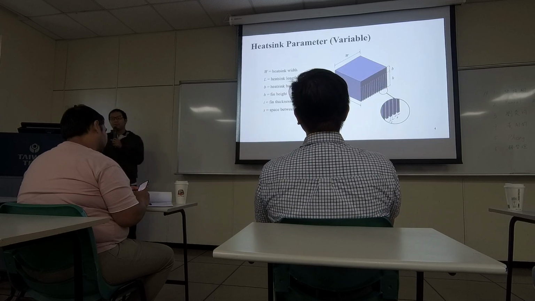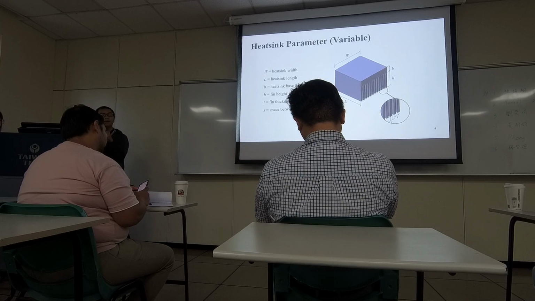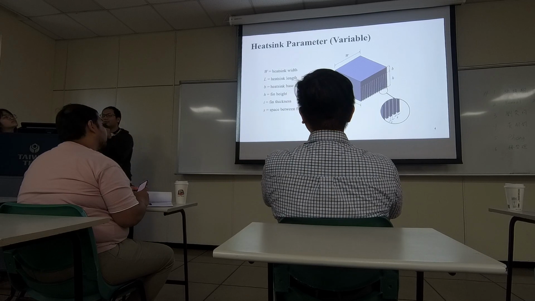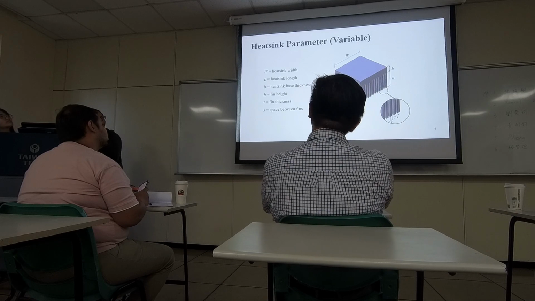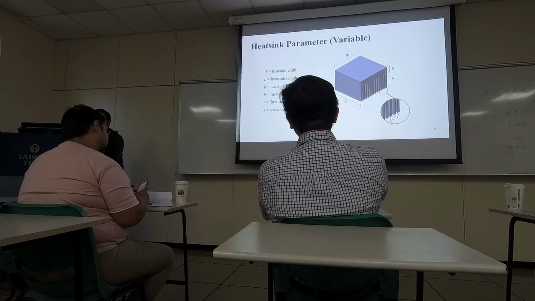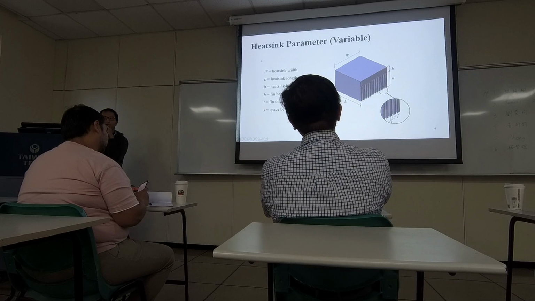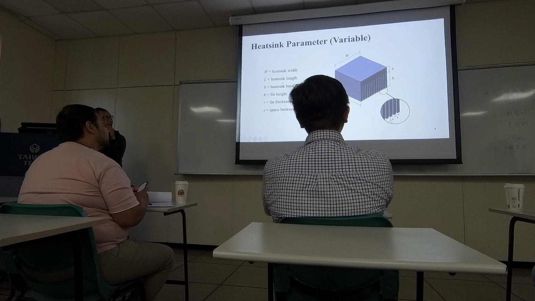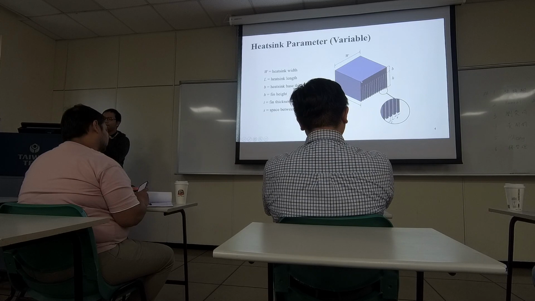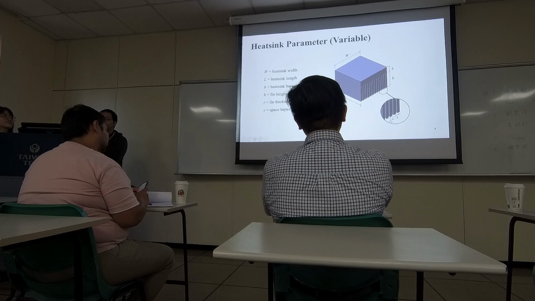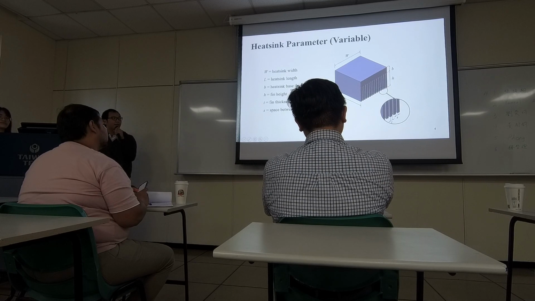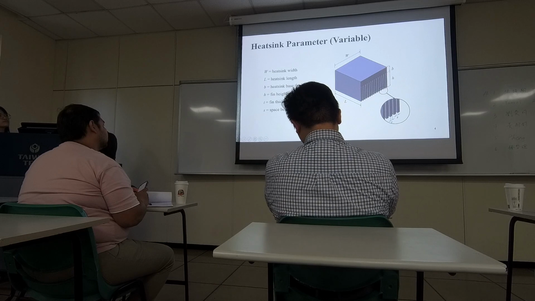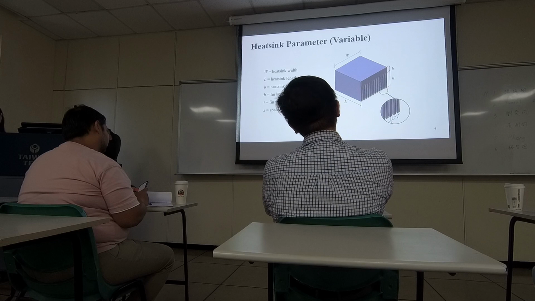Okay, so for this project, we will use a heatsink that looks like this. We plan to make a straight heatsink here. The parameters will be the width of the heatsink, length, the base thickness from this one to this one, and then fin height, fin thickness, and space between fins. These variables will affect the thermal resistance of this heatsink.